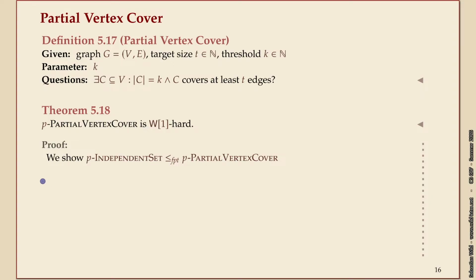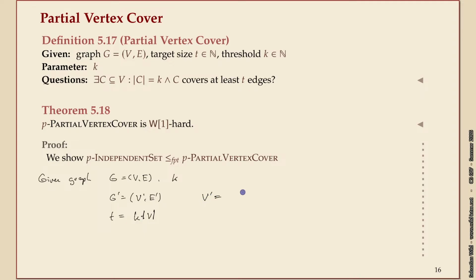So we're given an input for the independent set problem. It's a graph, and a parameter k, how many vertices we want in the independent set. We keep the same graph. We set t, the number of edges we want to cover, to be k times the number of vertices. So sorry, we don't keep the graph. That's the other reduction. So we have vertices and edges. The number of edges we want to cover is k times the number of vertices in the input graph.